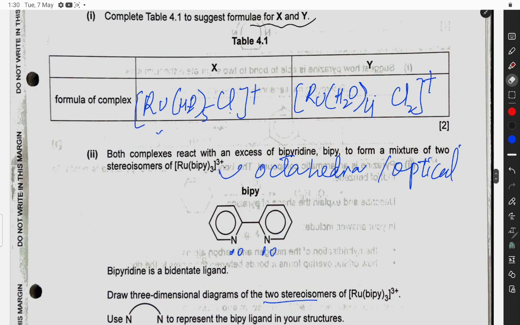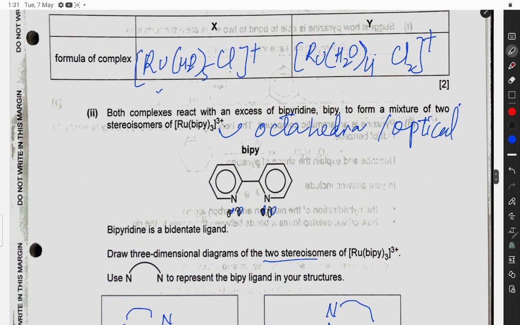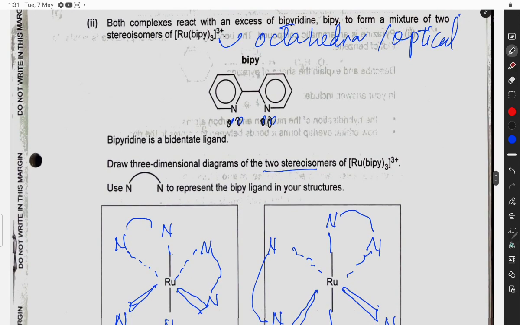Both complexes react with an excess of bipyridine, BP. This is bipyridine, and please keep in mind that this nitrogen has a lone pair. This is known as BP. Octahedral, this is 3, and you know that nitrogen has 2 lone pairs, so they form octahedral complexes, which are optical isomers of each other. Bipyridine is a bidentate ligand.